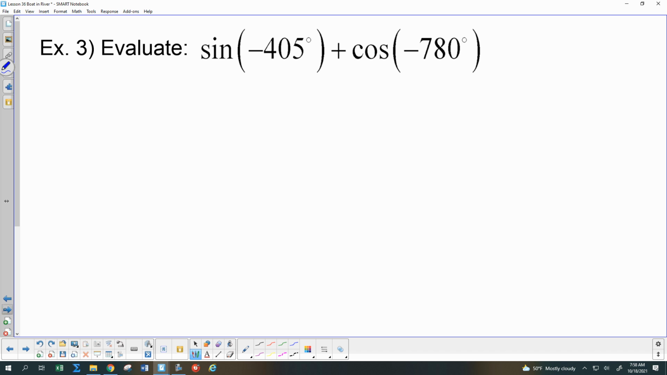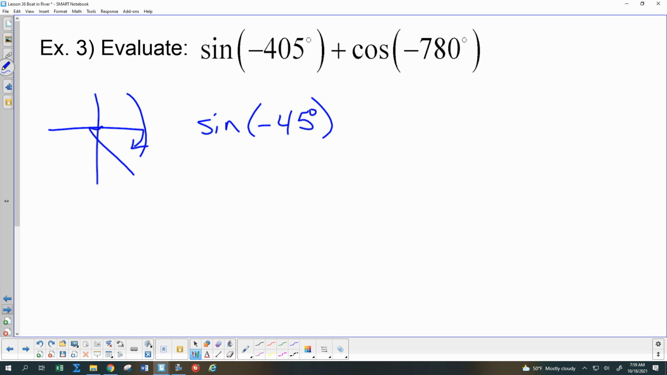Okay, one more. Negative 405 degrees and negative 780 degrees. So be sure we're going in the negative direction. Going to go negative 360, that's not far enough. And then I have to keep going. How many more degrees do I need to go in the negative direction after I go all the way around once? 45. So we'll end up at negative 45 degrees.